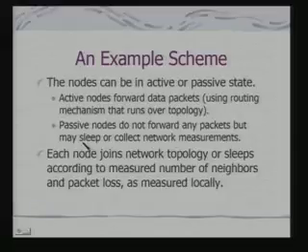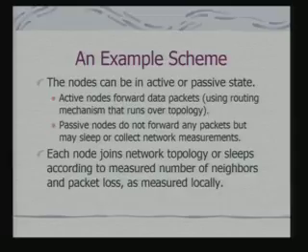Fine. So, now each node joins the network topology or sleeps according to the measured number of neighbors and packet loss, as measured locally. So, here this is an adaptation of a topology with no node movements, only making nodes active and inactive. So, I have got a set of nodes, and nodes are either in active or passive state, okay. And obviously, in this case what can we impose? We can impose a greater sleeping period for the nodes.